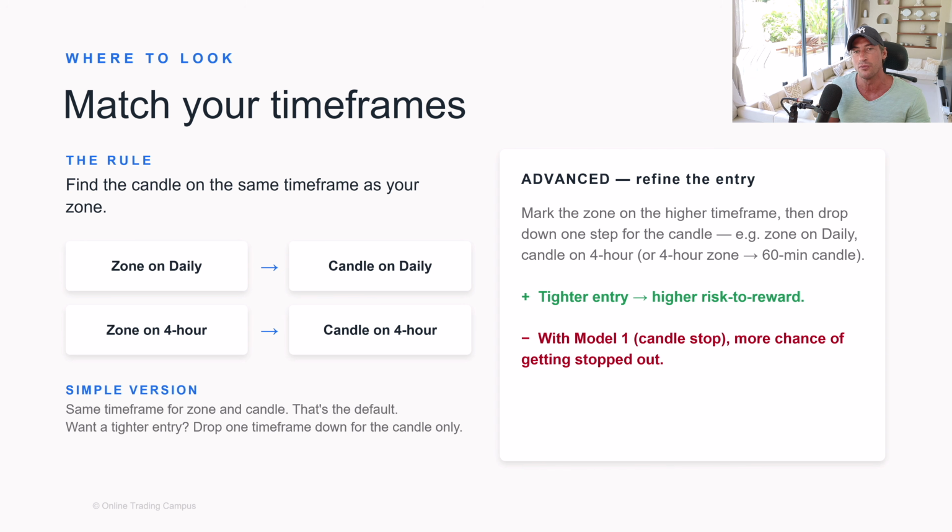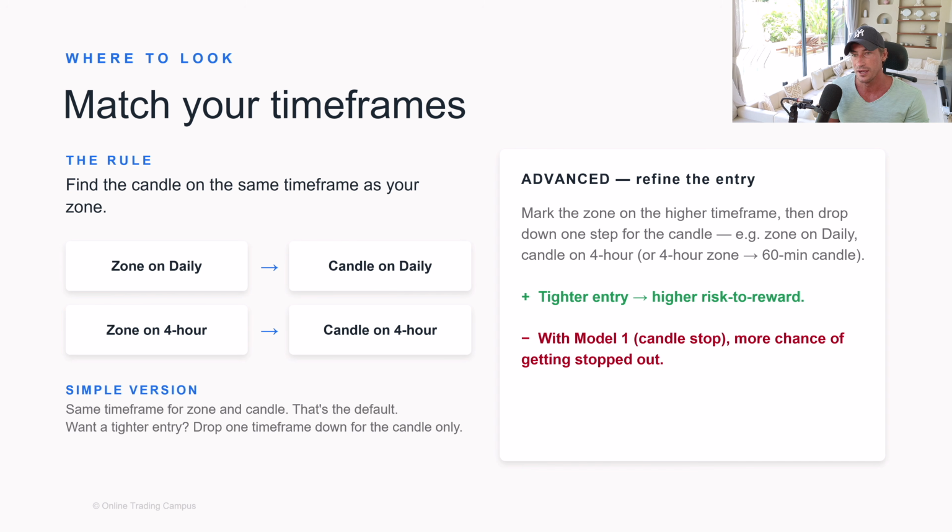Now, here's a more advanced move. You can refine your entry. I showed you that method as well. You mark the zone on the higher time frame, like the daily, but then you drop down one time frame to 4 hour, for instance, or how I showed you on the 12 hour, and you look for your engulfing there. Why would you do that again? Because a smaller pattern on a lower time frame gives you a tighter entry, and a tighter entry means a higher risk to reward.